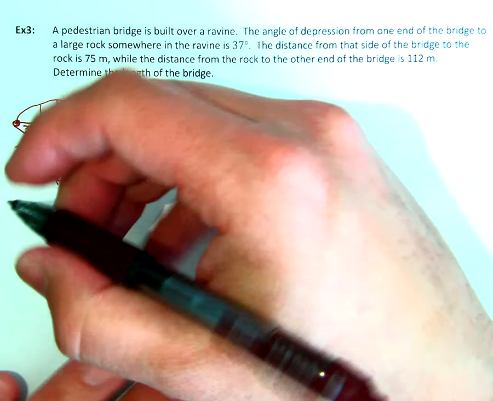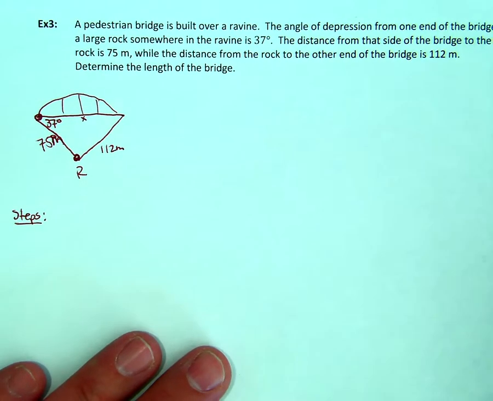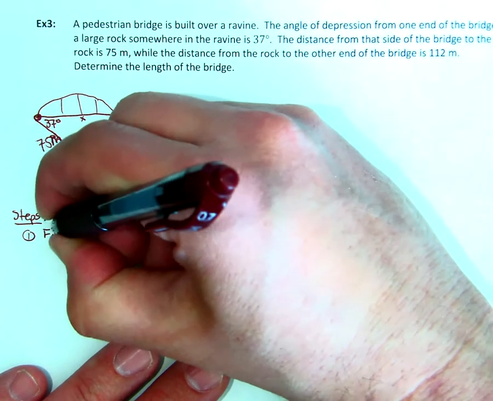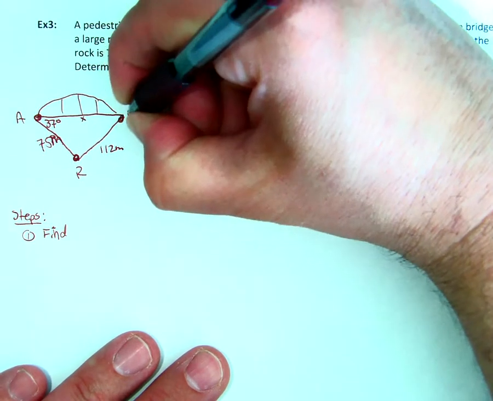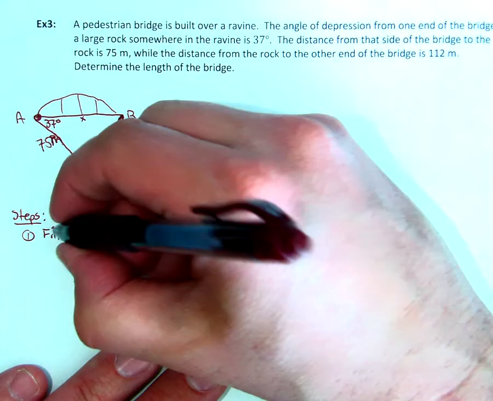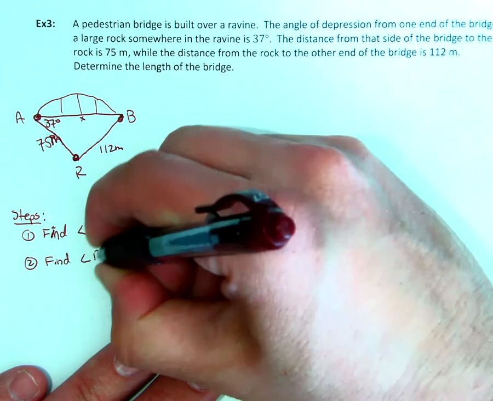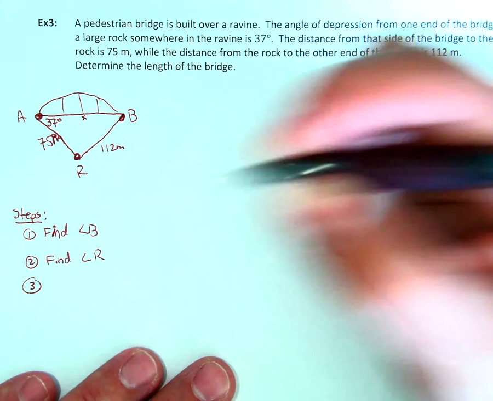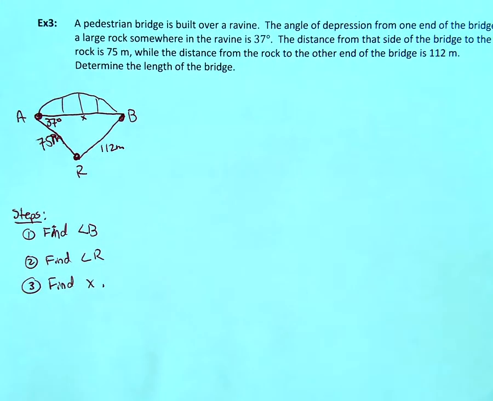So here's my steps. This is what I think I need to do, my plan. So step 1, I'm going to find, and I guess maybe we should call them something. So let's call this A and that vertex B. So I'm going to find angle B. So that's step 1, find angle B. Step 2, I'm going to find angle R, because I know all the angles will add up to 180 in the triangle. And my third step will be find x, which is the length of the bridge.